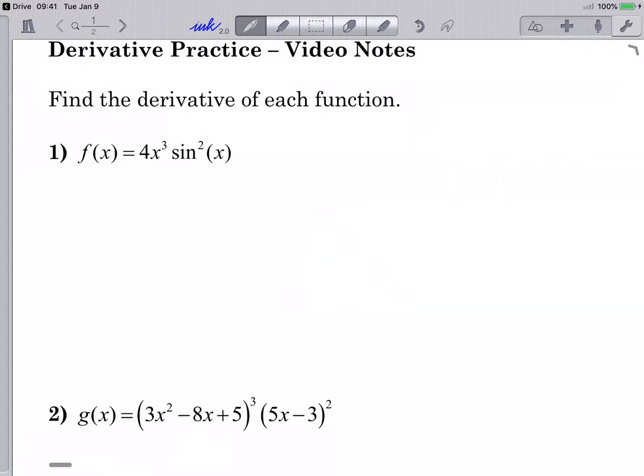Hello everybody. Now we're going to do some derivative practice. So we're going to see a lot of product, quotient, and chain rule, along with some trig and exponentials and logs. So the first one I'm going to look at is 4x cubed times sine squared of x.